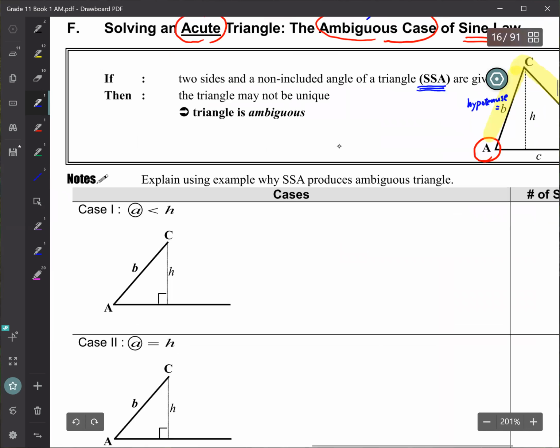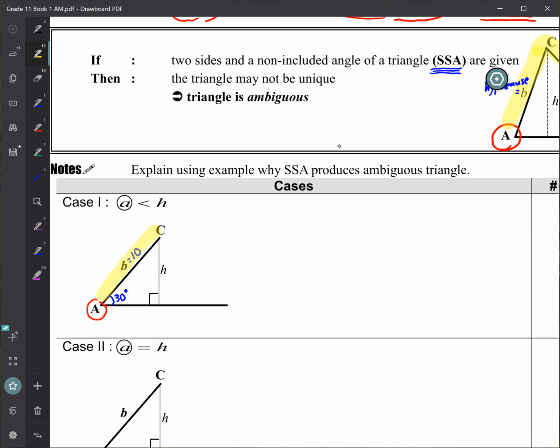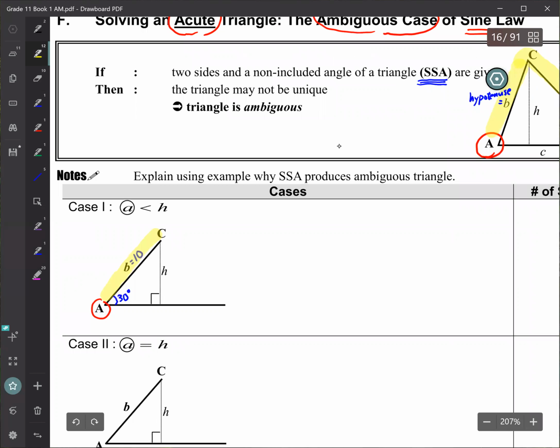So here we'll use an example, okay? Let's say we have an angle of 30 degrees, using numbers. And then let's call the hypotenuse, let's say 10 centimeters, just 10. So they give you an angle here, they give you a side here, right? Now they will give you one more side, right? So we need to know the height first.